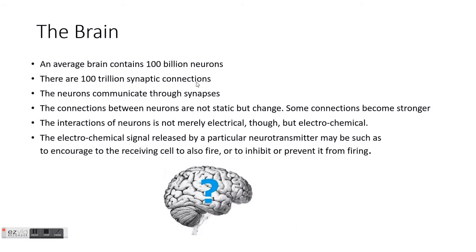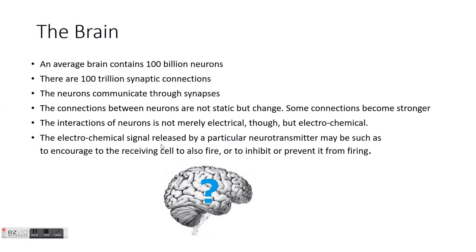So an average brain consists of about 100 billion neurons, and there are close to 100 trillion synaptic connections. So each neuron is connected to millions of other neurons through synaptic connections, and the neurons communicate with each other through these synaptic connections. The connections between the neurons are not static, but they keep changing. So if you continuously do some activity, you'll find the neural connections tend to get stronger, and if we don't focus on something for a long period of time, then these connections tend to die away.